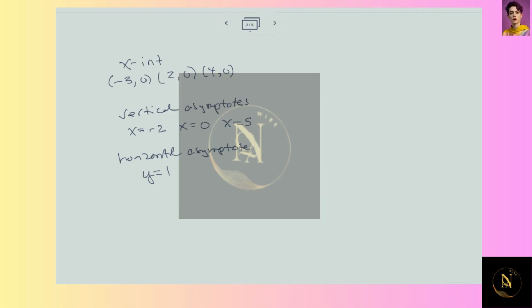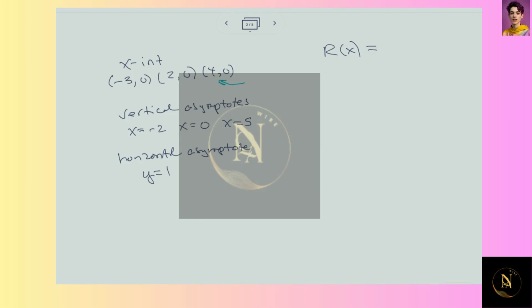Okay, so I want to write a rational function, right? A rational function is just a function that has a polynomial in the numerator and a polynomial in the denominator. I'm going to use a different color here. So I'm going to start with the x-intercepts.